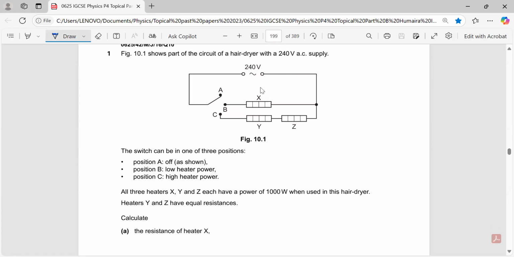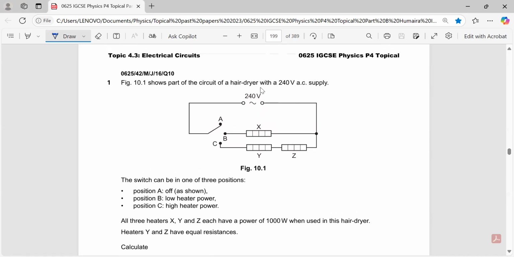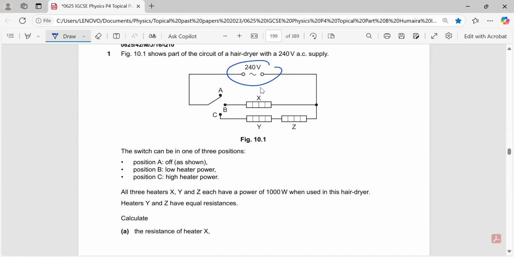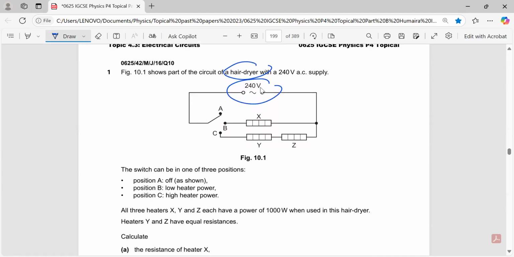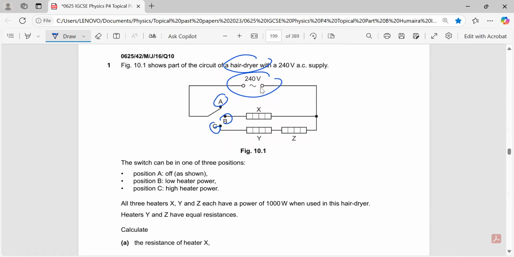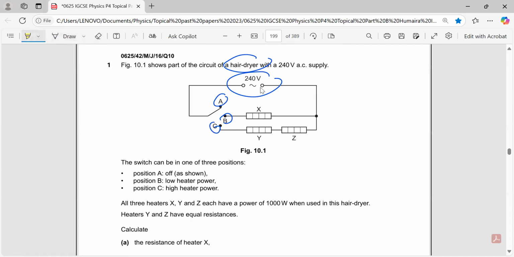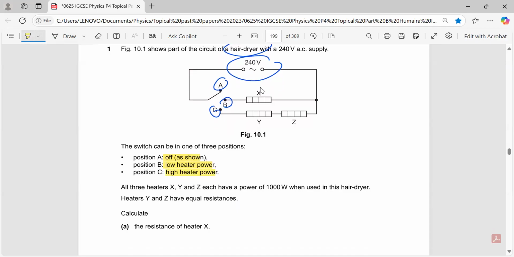This figure shows part of the circuit of a hair dryer with a 240 volts AC supply. Here you will see that a 240 volts supply is given, and this circuit is about the hair dryer. The switch can be in one of three positions, A, B, and C. Position A represents that the hair dryer is off. Position B represents the low heater power, and position C represents the high heater power.